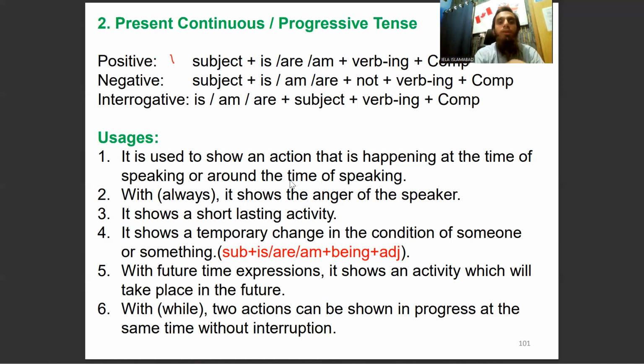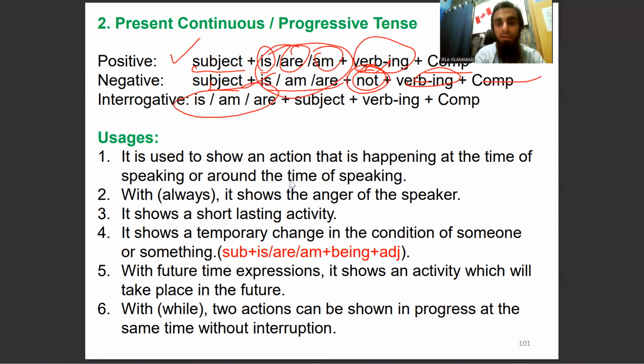Okay. Now, within the positive sentence, the structure for present continuous tense is subject, plus is, are, am, plus verb-ing, plus complement. Complement means again the word that is used for the rest of the information, right? Within the negative sentence, we use subject plus is, am, are plus not. The only difference is not, and verb-ing and then complement. And in interrogative, we bring these helping words at the beginning, at the start, and then subject plus verb-ing and complement.